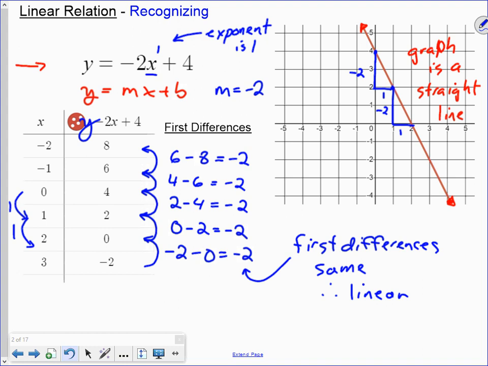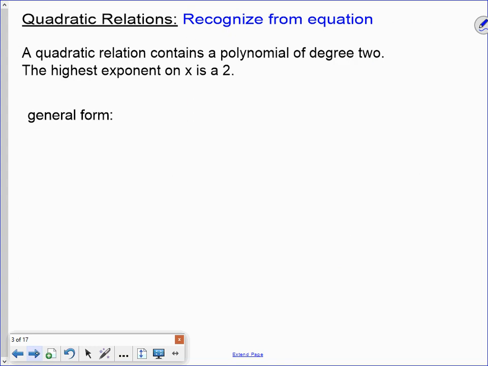Okay, which is why we have a constant slope in a linear relationship. This is all well and good. We already knew all this stuff. What about a quadratic relation?